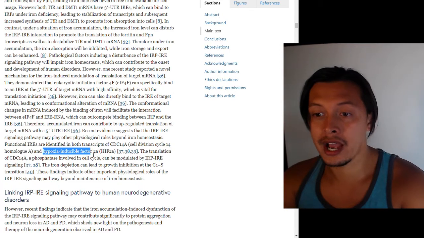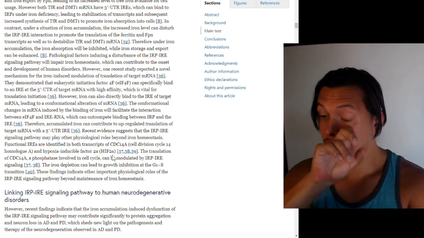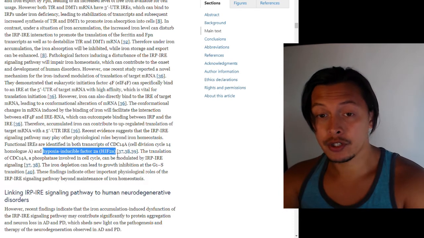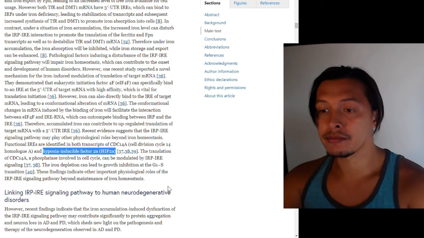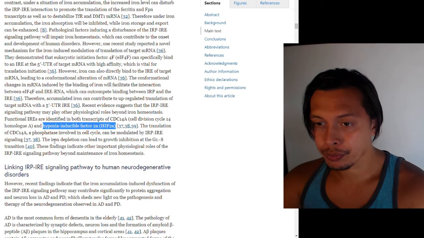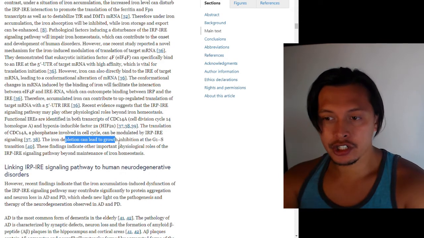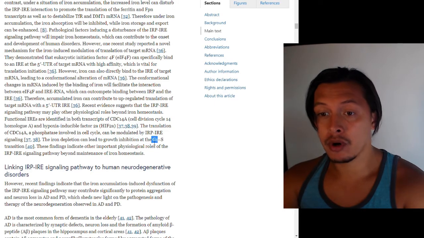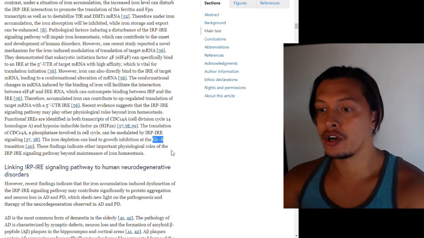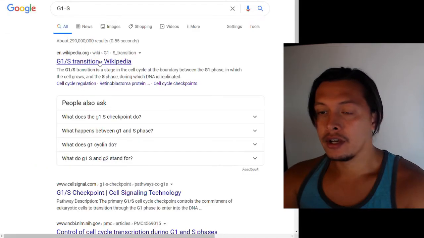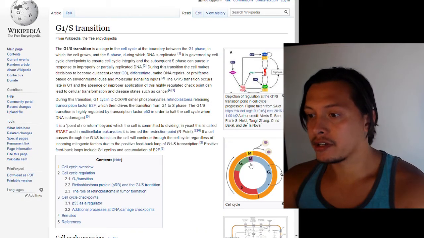And also the hypoxia-inducible factor, which I think this HIF2A is actually extremely important, especially in the context of coronavirus, but I've done a previous video on that, and you can go watch that if you want. So, the iron depletion can lead to growth inhibition at the G1S transition. So the G1S transition, just know that this is a part of the cell cycle.